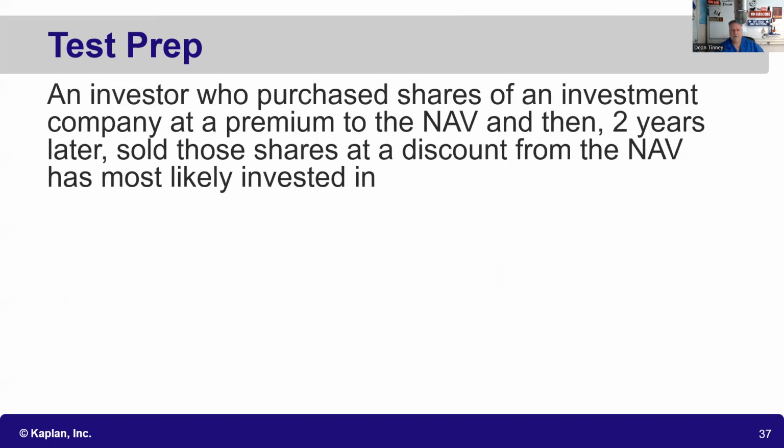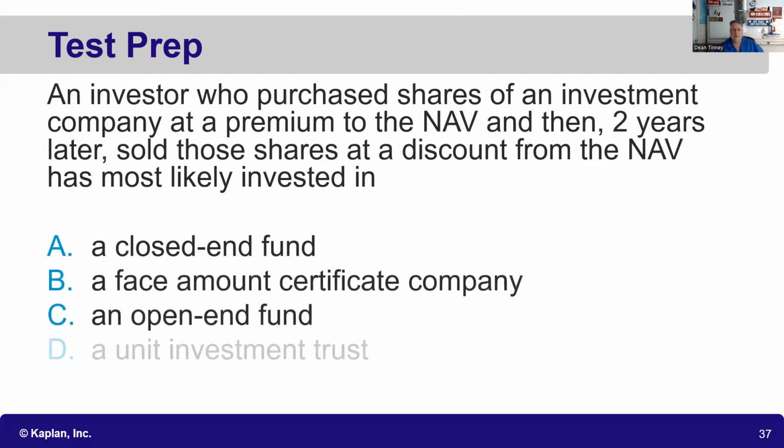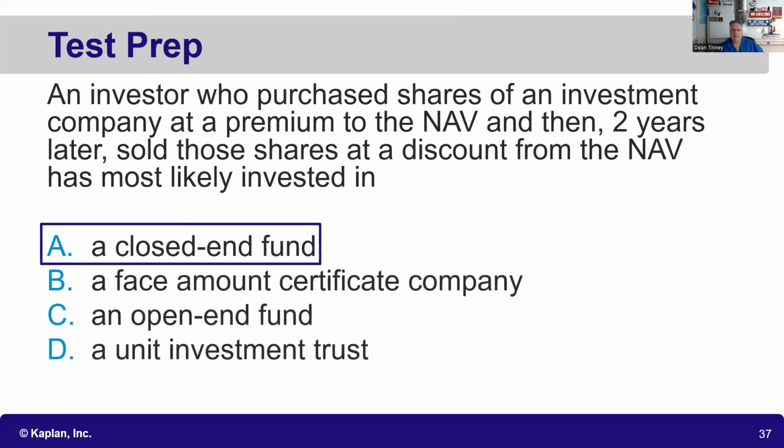An investor who purchased shares of an investment company at a premium to the NAV, and then 2 years later sold those at a discount from the NAV. Very testable to be able to distinguish an open-end fund from a closed-end fund. And the only fund that could be trading at a discount to the NAV is a closed-end fund. You're going to get more than one question on that, and it's very testable to be able to distinguish closed-end funds from open-end funds.